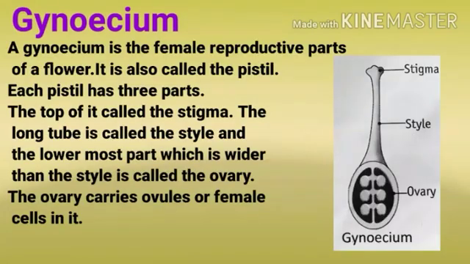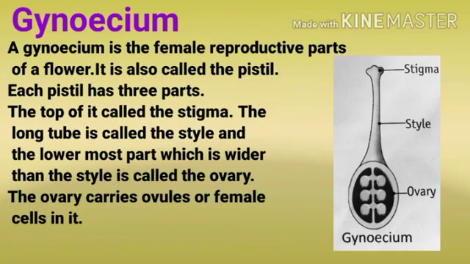Now, gynoecium. A gynoecium is the female reproductive parts of a flower. It is also called the pistil. Each pistil has 3 parts. The top of it is called the stigma, which is sticky because of the presence of nectar, which is the food of some insects and birds.